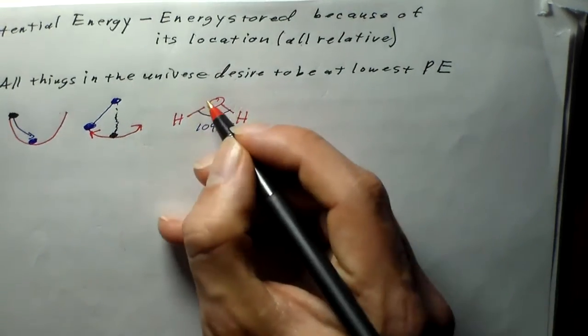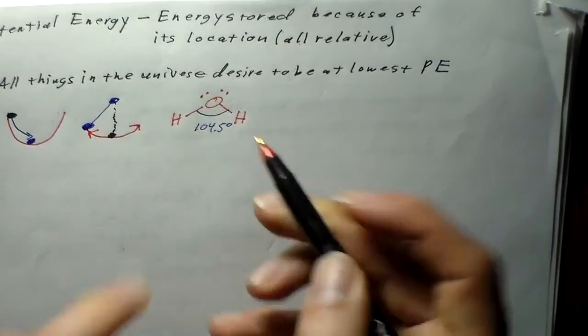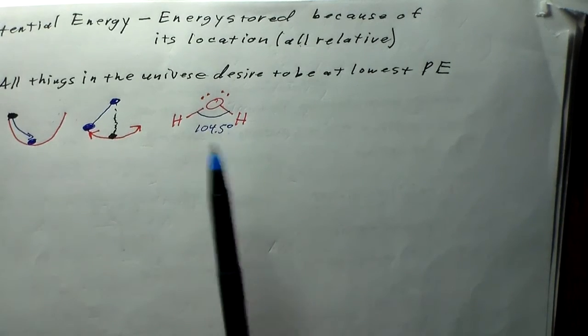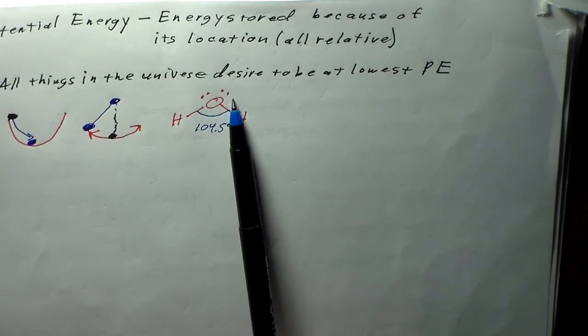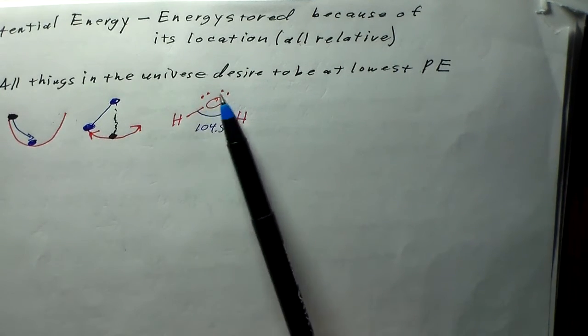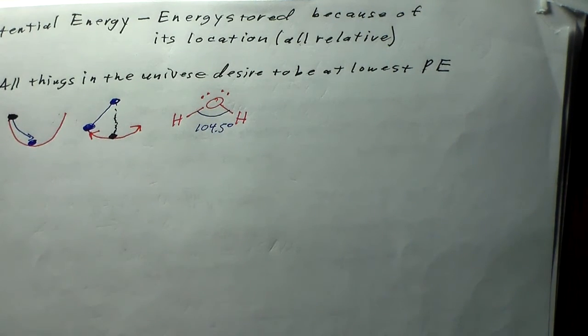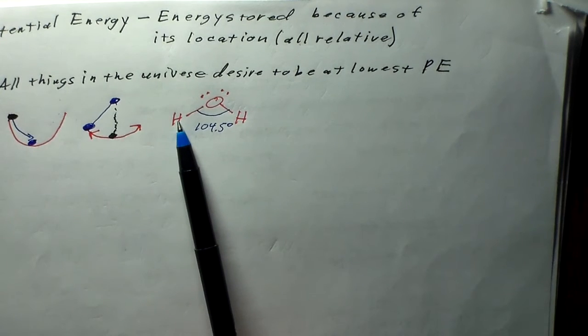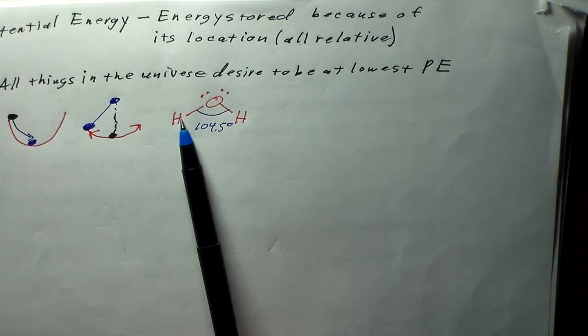And on the other hand, if they try going further away, why not go to 180 degrees? Well, we have these lone pairs of electrons up here. So these hydrogens try going out this way, well, these lone pairs are forcing them down. So really, they're doing the same thing again. They're trying to attain this lowest state of potential energy.